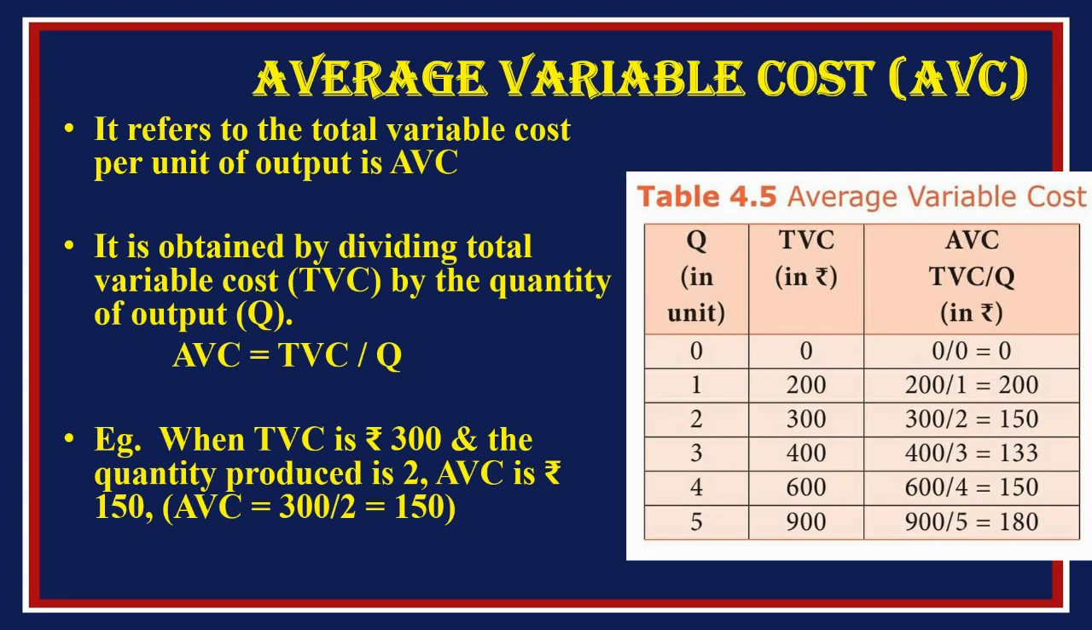So let's look at the example. When we take the level of output as 2, 2 is the unit of output which is given. The total variable cost for 2 units is 300. So average variable cost is TVC by Q. So 300 divided by 2 is 150. So average variable cost is 150.